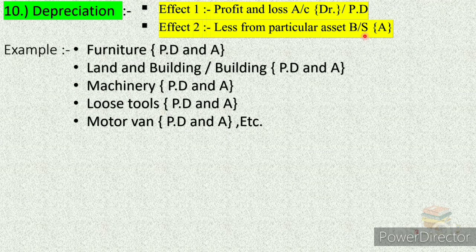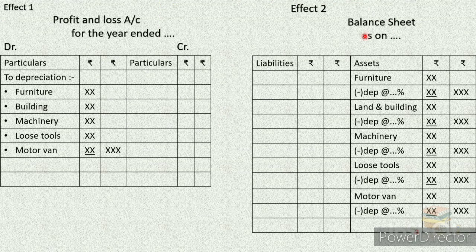Examples of depreciation: depreciation can be deducted from furniture, land and building or building, machinery, loose tools and motor van, etc. These are the assets which may get depreciation. Now let's view it in tabular form. First effect, that is the profit and loss account for the year ended, debit side. These are the assets which can be depreciated.